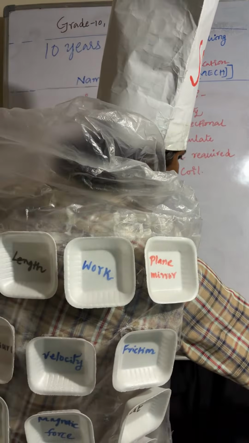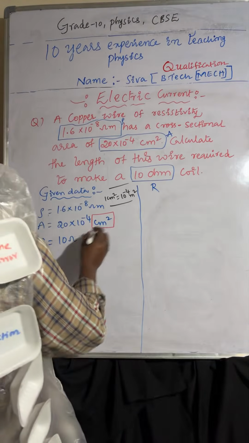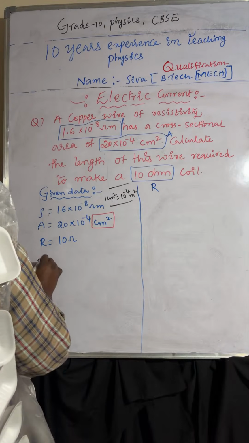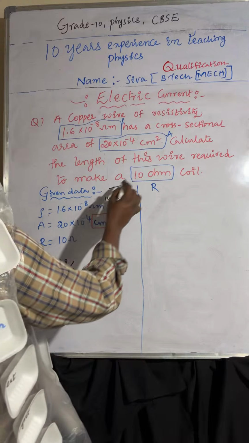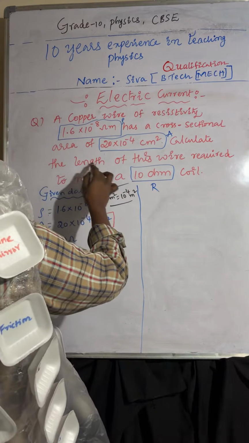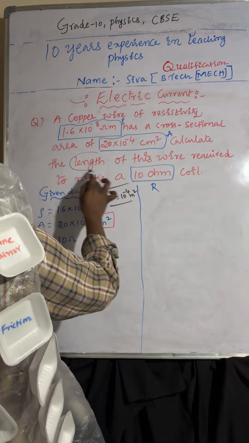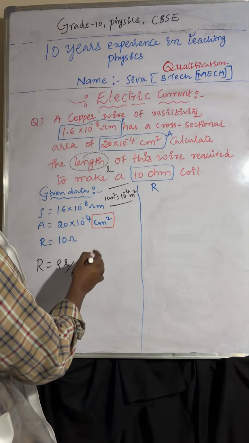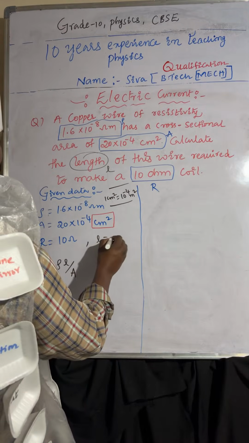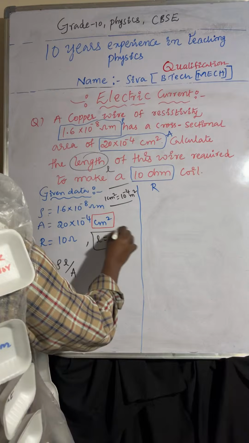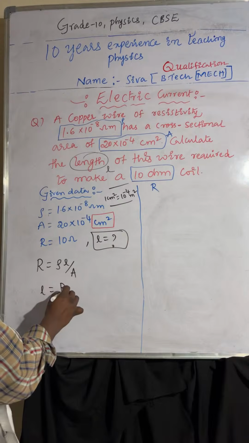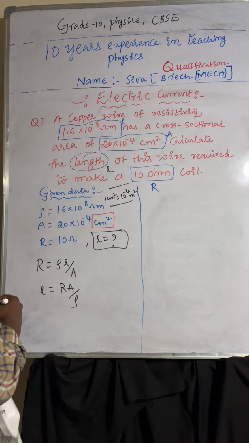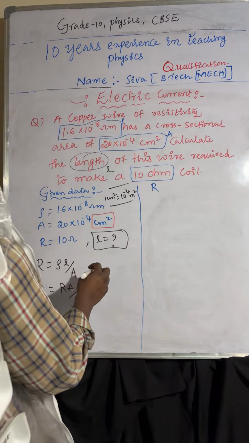Now you can check here. We know the formula R equal to rho into L by A. We have to calculate the length, so length we have to find out from this. R equal to rho into L by A, so L equal to RA by rho.